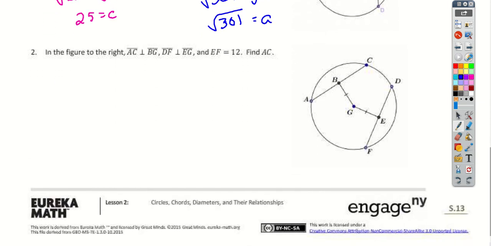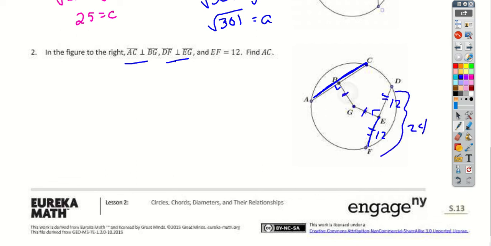All right. Number 2. Big thing, perpendicular. Remember we talked about that, okay? So if EF is 12, we want to know the length of this whole side AC. Okay, so perpendicular, remember, means that these get cut in half. All right, so that means this is 12, whole thing is 24.